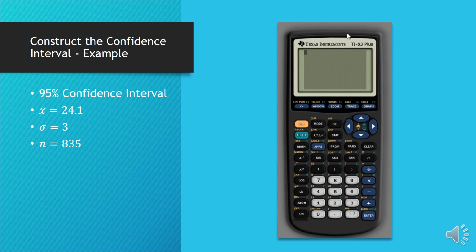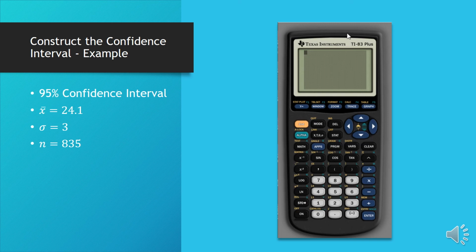That's going to bring up a different menu. So our population standard deviation sigma is 3. Our sample mean is 24.1. And you can just type right over anything that's in there. You don't have to delete it. Our sample size is 835. And then our confidence level, it's already in there. It's 0.95. So that was already in mine. You may have to type it into yours if it's not in there already. And depending on which calculator you have, it may give you a different option here. It may say something like paste. But here we have our confidence interval.